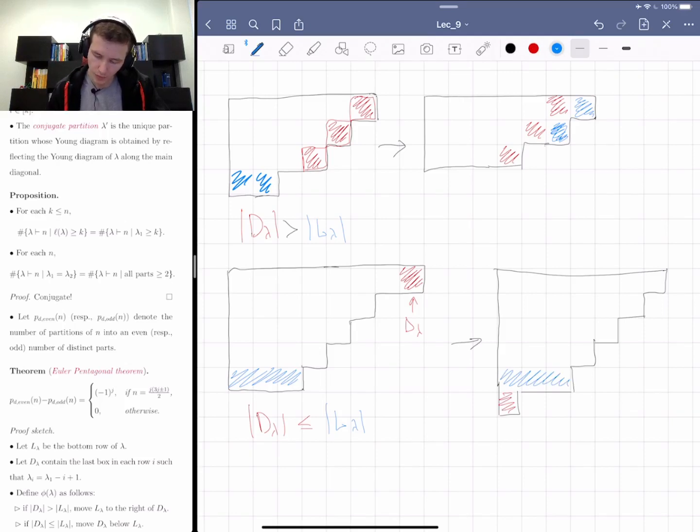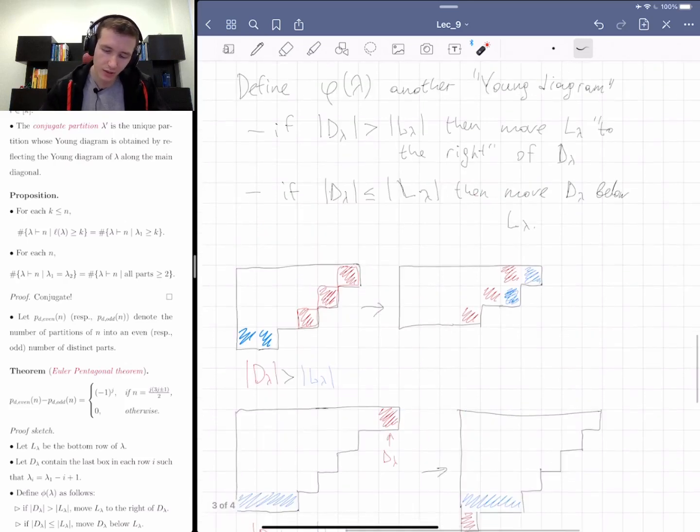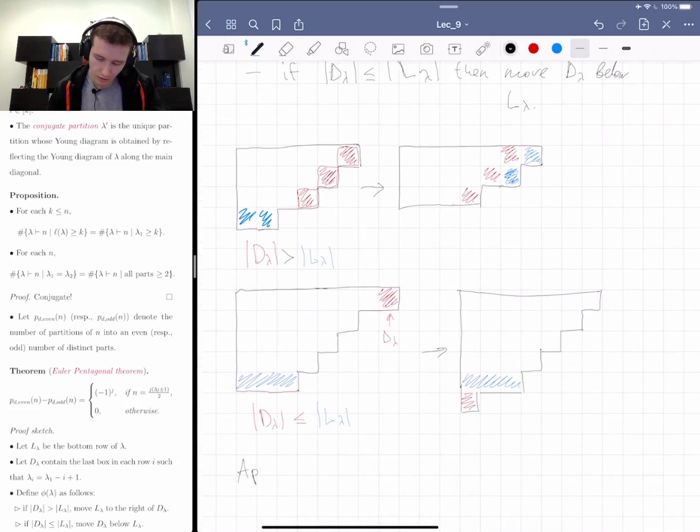And now, once I have done that, the new L lambda is bigger than the new D lambda. And similarly here, now the new D lambda is at least as big as the new L lambda. So, what I'm trying to say is that applying this map phi twice recovers our original partition lambda.